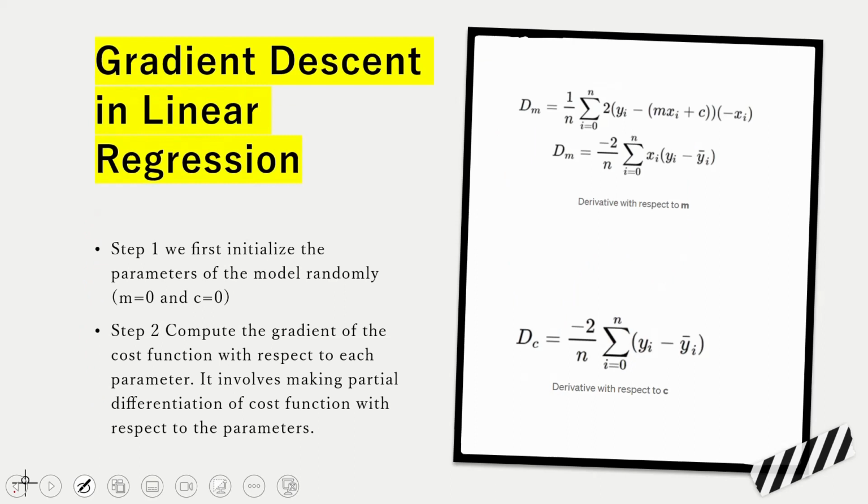The first step in the gradient descent algorithm is to initialize the M and C values randomly. Let us take an example. Here we have initialized m equals 0 and c equals 0. After the initialization, we have to evaluate the gradient of the cost function with respect to each parameter. We have to find the gradient of the cost function with respect to m, and with respect to c. By using these two equations, we will find the dm and dc values.